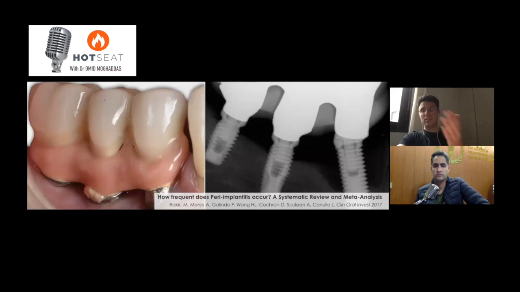And this, of course, has led to equivocal epidemiologic data where the prevalence at patient level is often 2 or 3 times greater than the prevalence at implant level.